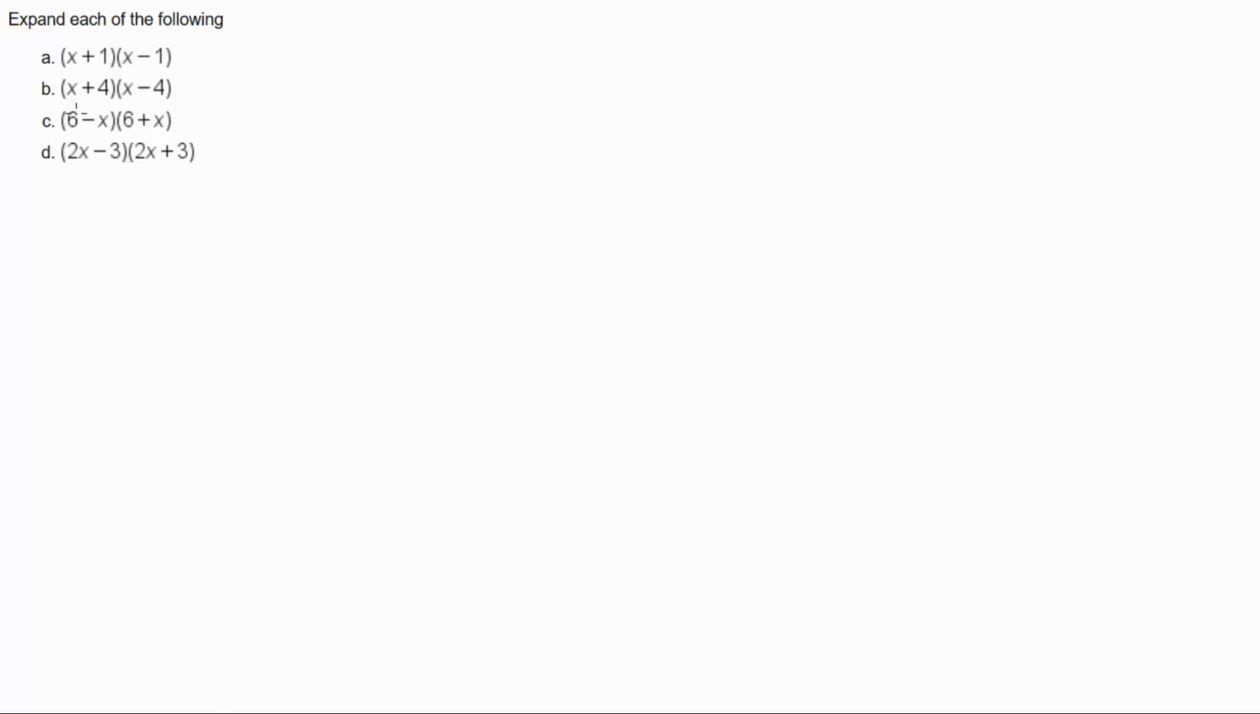In this example, I'm looking at expanding each of these expressions here. Now each of these expressions is of the form where we can use the difference of two squares rule. And the difference of two squares rule states that if we have (a + b) times (a - b), then we can expand that out to be just a squared minus b squared.